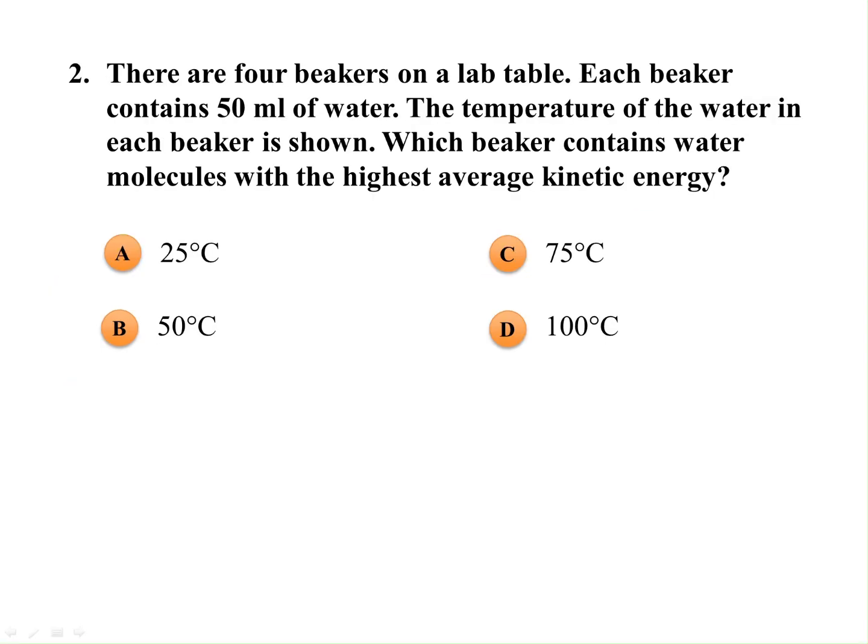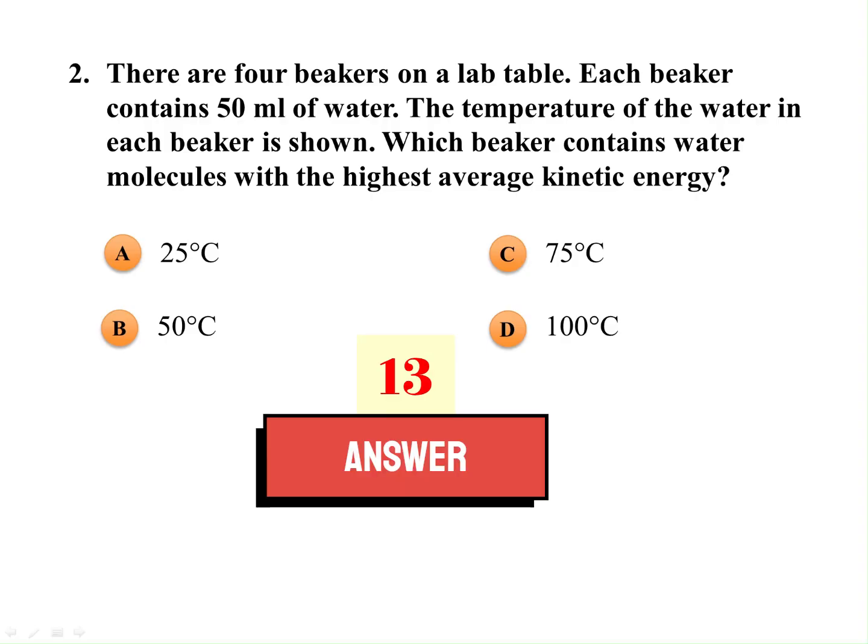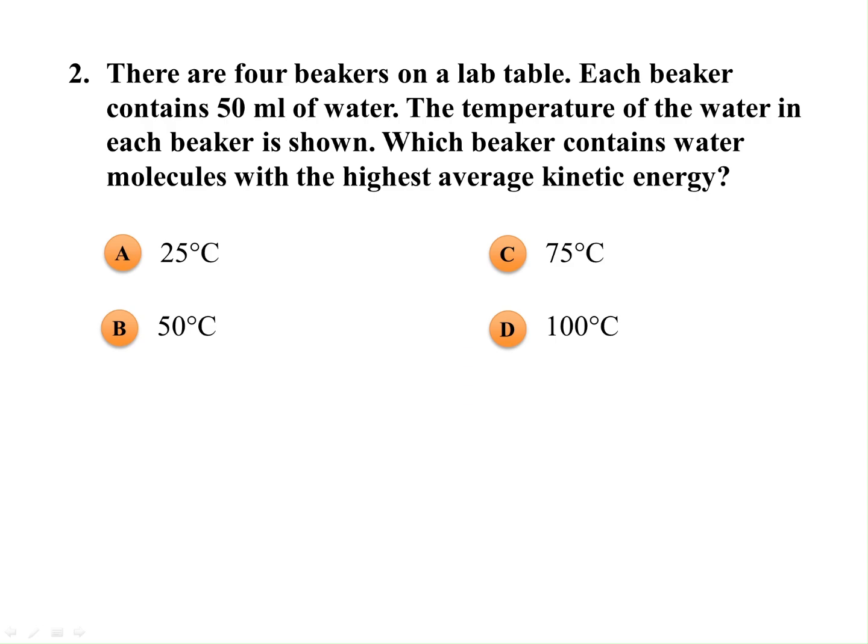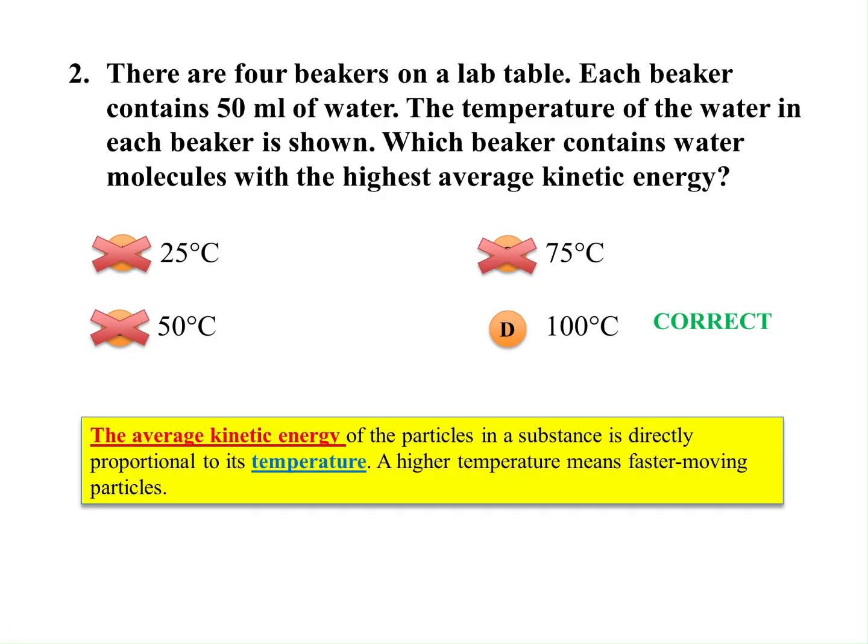There are 4 beakers on a lab table. Each beaker contains 50 ml of water. The temperature of the water in each beaker is shown in the answers. Which beaker contains water molecules with the highest average kinetic energy? The correct answer is, of course, D, because the higher the temperature, the faster moving the particles.